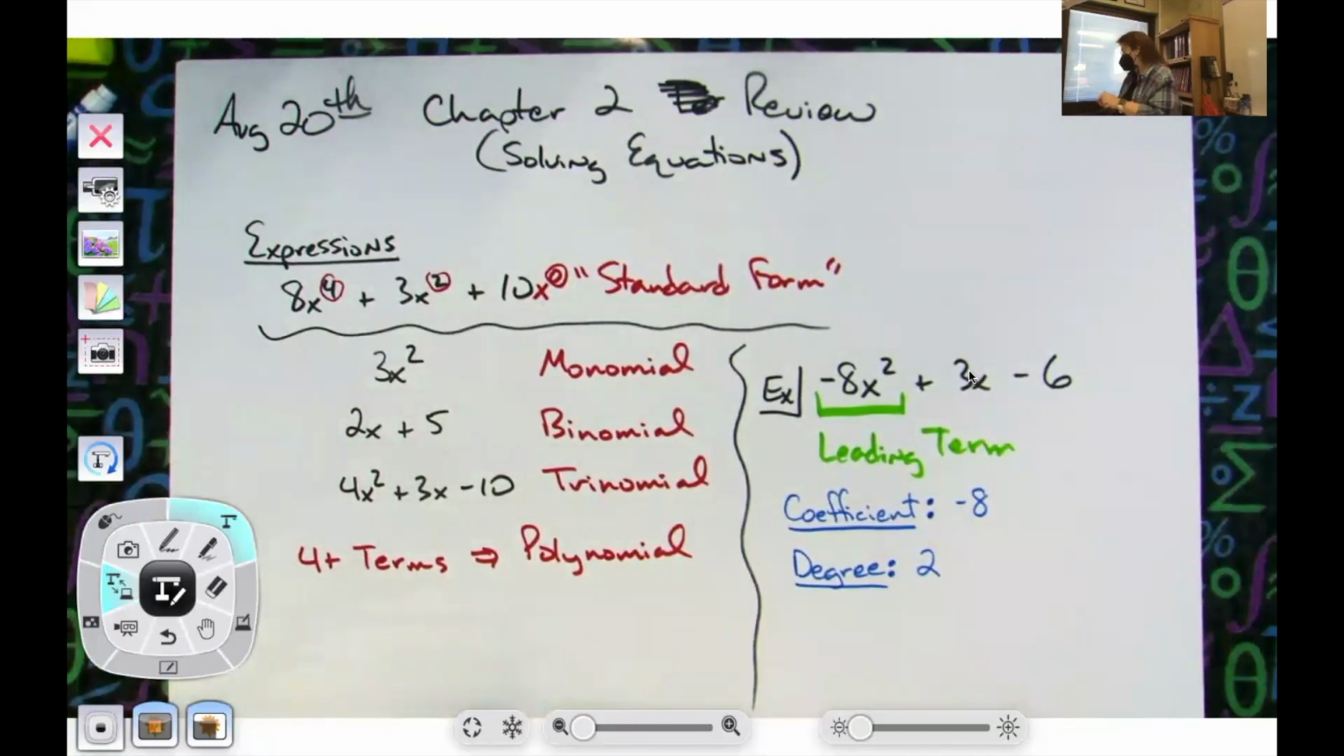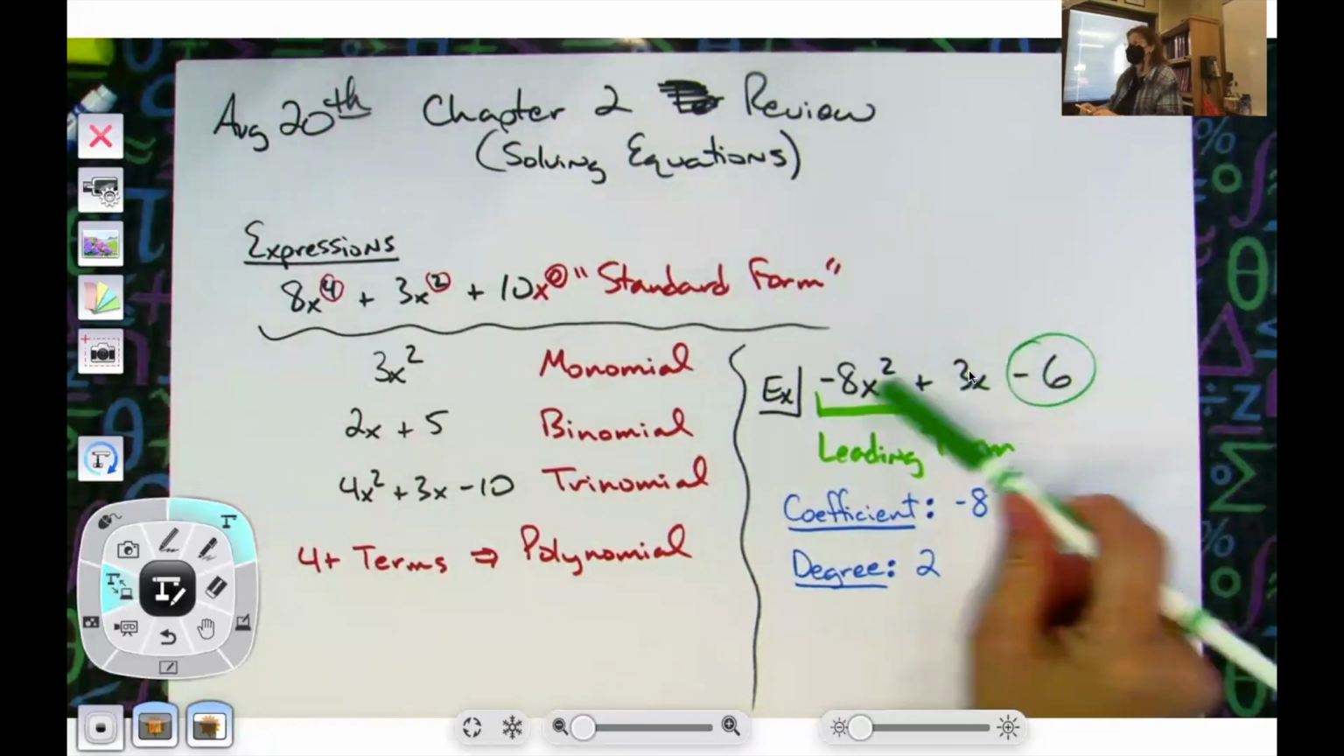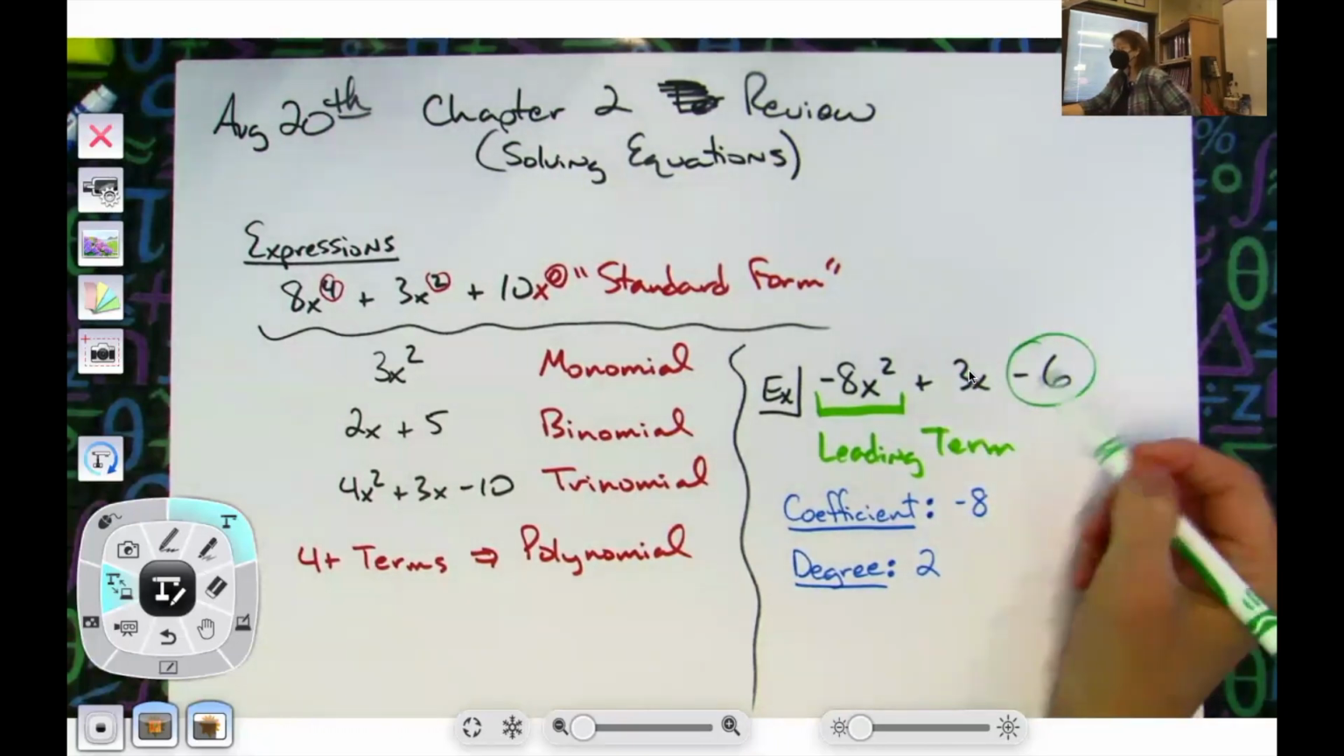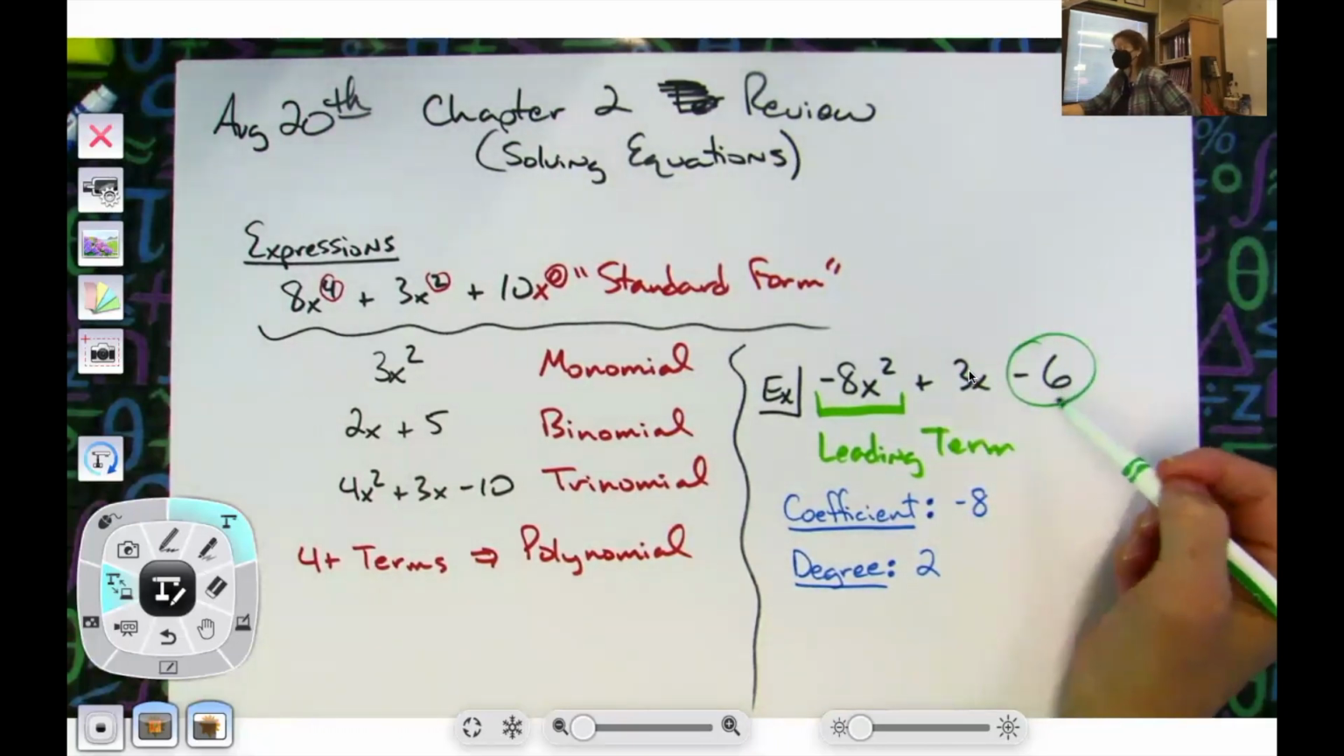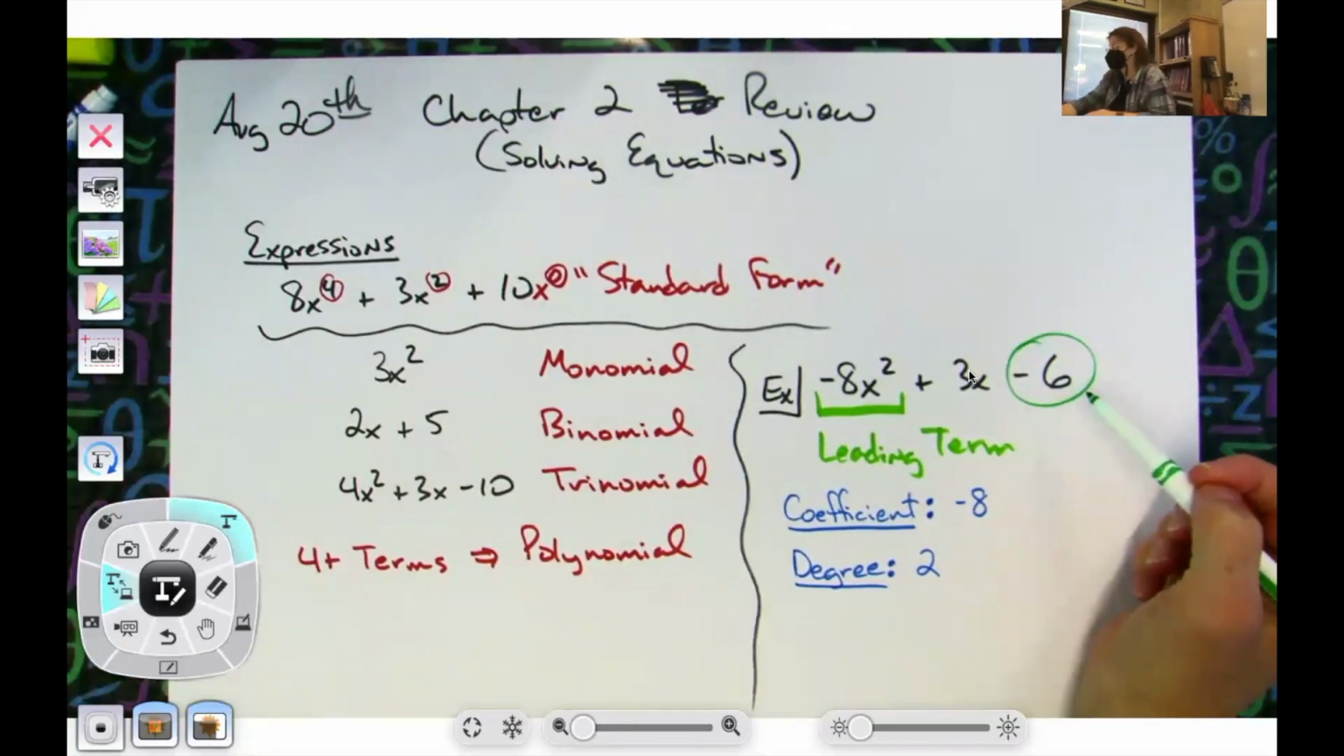We talked about that -6. It is a term, right? Because we said this is 3 terms. It's a trinomial. But this one right here, what is special about this? It has a name and it starts with a C. It's constant.